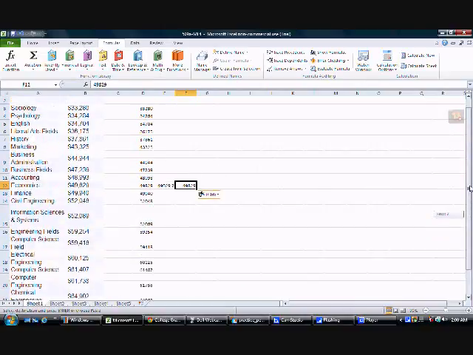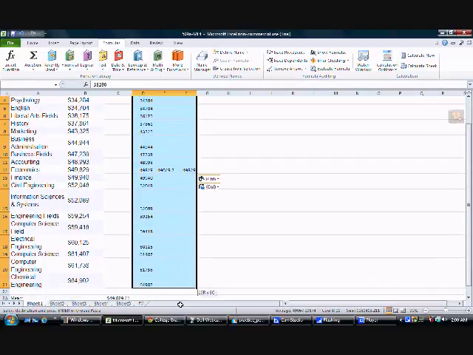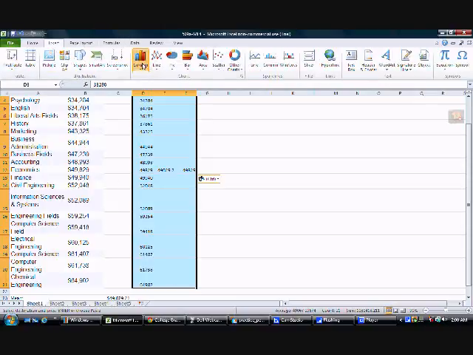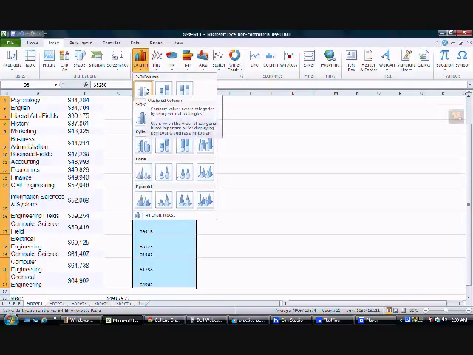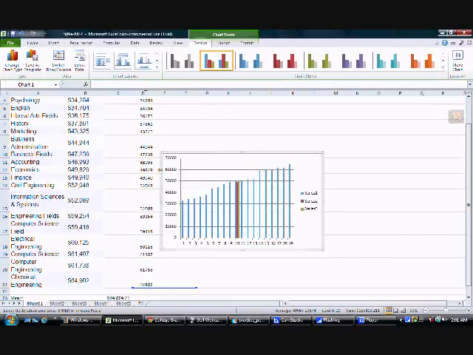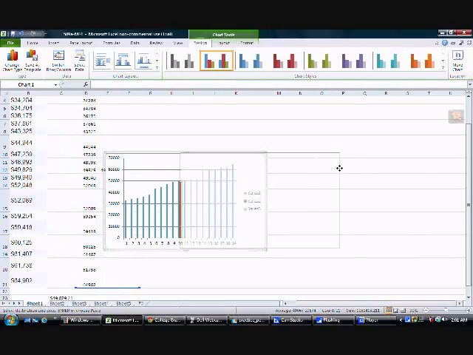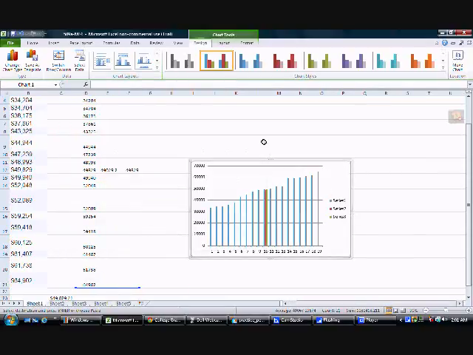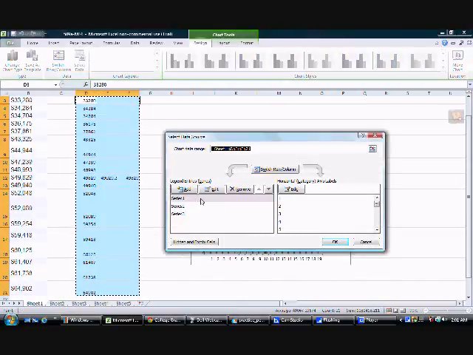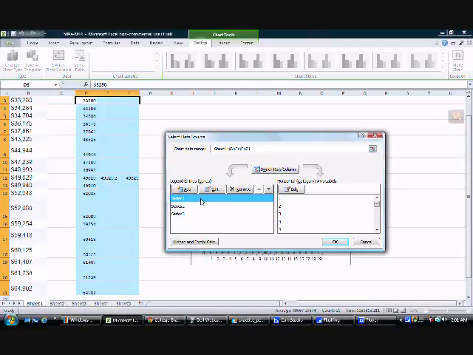Now to graph is also very simple. So all you will need is to highlight our numbers, our data, and then go into insert, and let's choose a column and see how that looks. Okay. So if you want to see what they mean by the series, well, we know that series 1 are the salaries.